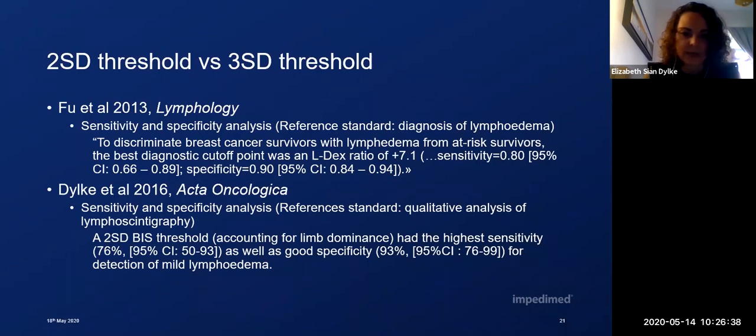In 2016, a publication from my PhD also suggested that a 2 standard deviation threshold had better sensitivity than a 3 standard deviation threshold when used with those with mild to moderate lymphedema and no lymphedema as determined by lymphoscintigraphy. Sensitivity and specificity analysis are important in understanding any threshold. Which one is more important, sensitivity or specificity, depends on the point and the goal of the assessment.